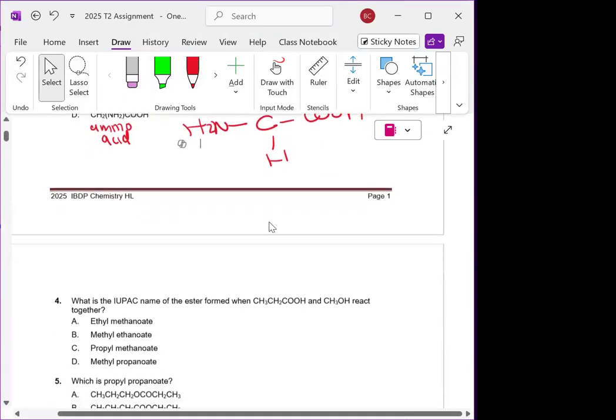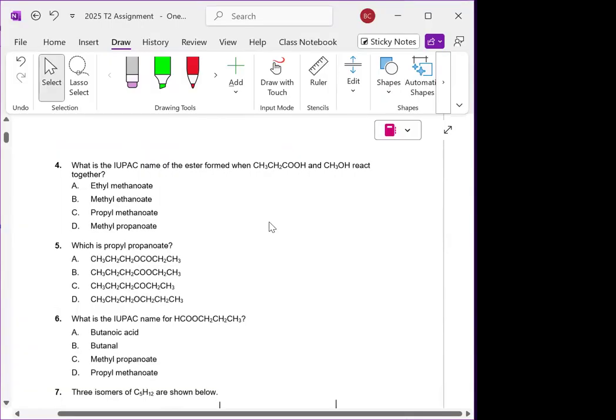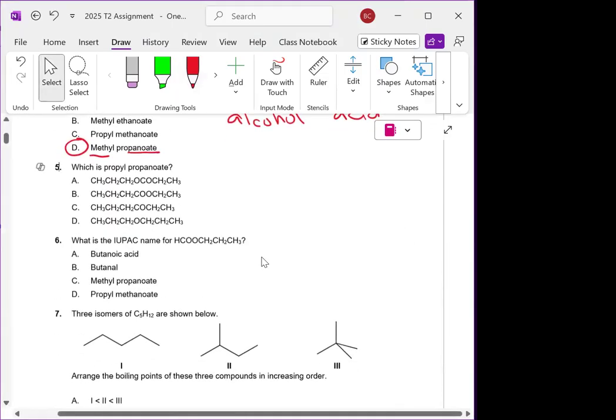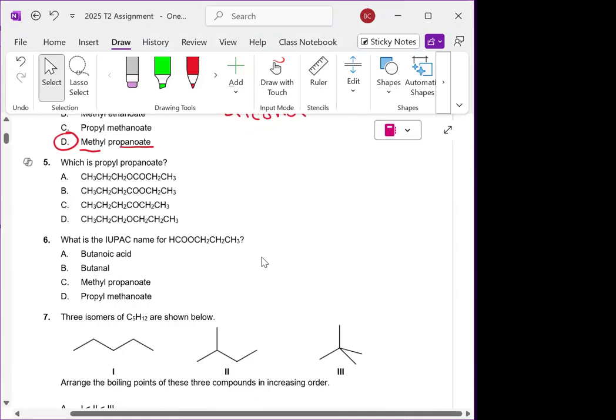Question 4. What is the IUPAC name of the ester that is formed? We name the alcohol part first, then the acid part. The alcohol part has 1 carbon, the acid part has 3 carbons, so it will be methyl propanoate. Answer is D.